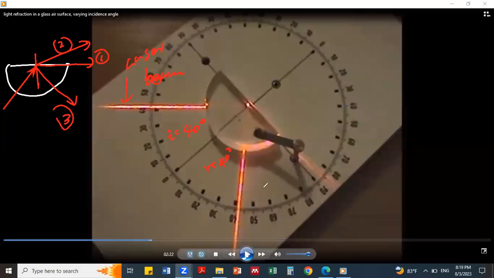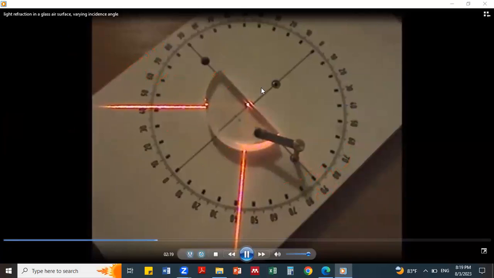So this is called what? Total internal reflection. This is the laser beam. This is the incident ray. Is that clear now?